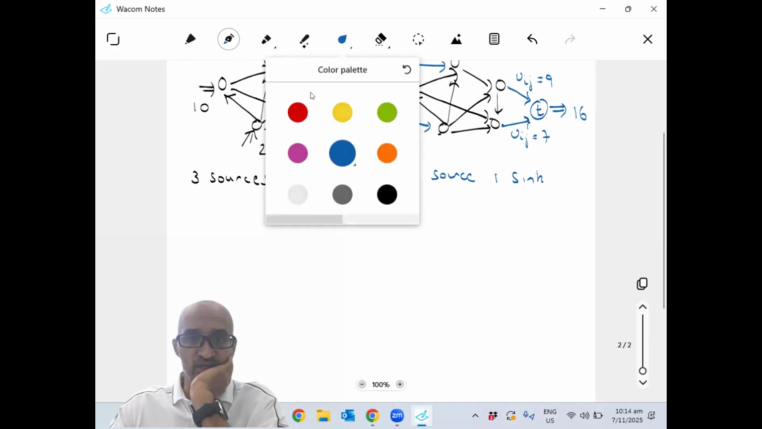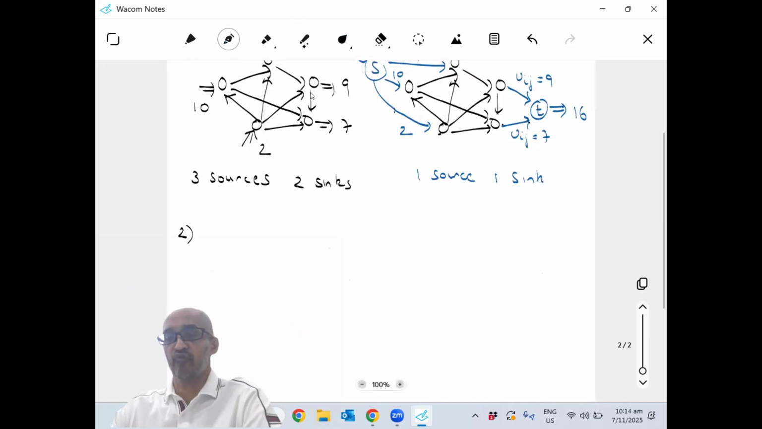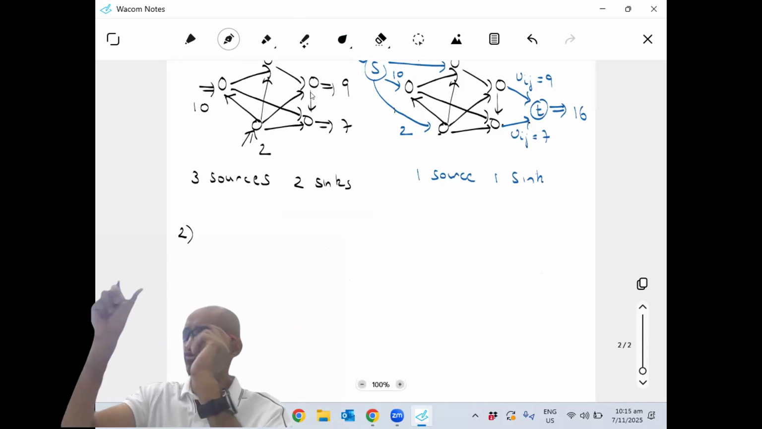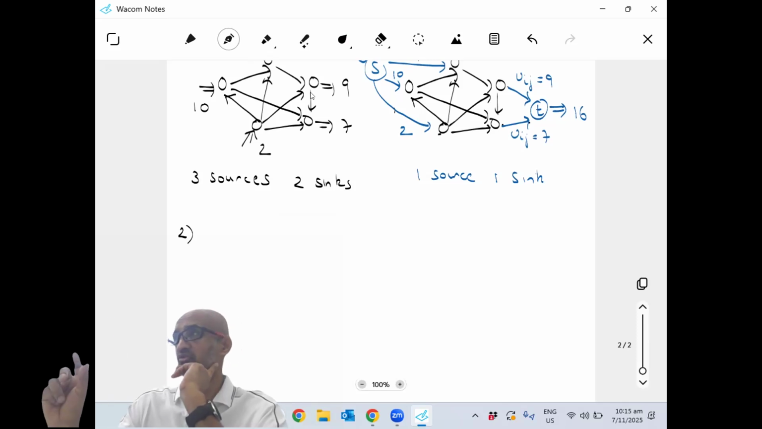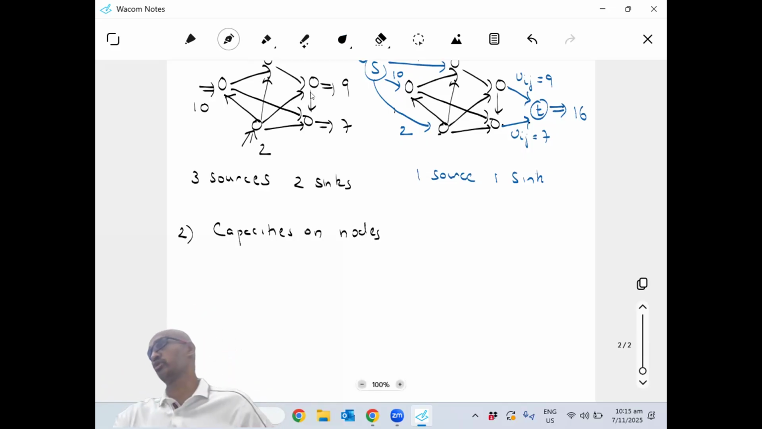So, some other transformations which are useful. Remember, in my network flow problem there are two things: I've got costs on arcs and capacities on arcs. Sometimes you might have capacities on nodes. Remember, everything in my network flow problem, my flow is on an edge, on a link, x_ij.